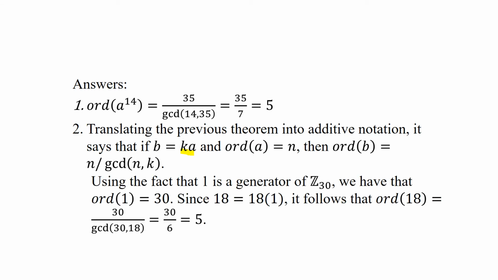For our particular group, I can choose any generator I want, but 1 is the easiest one. Order of 1 is 30. 18 is 18 times 1. And so applying the formula, I see the order of 18 is 30, the order of 1, over the GCD of 30 and 18, which is 6. So I get an element of order 5. 18 has order 5 in integers mod 30. Again, you can verify that by taking 18 times 1, 18 times 2, 18 times 3, 18 times 4. Those will not give you 0, which is the identity, but 18 times 5 will.